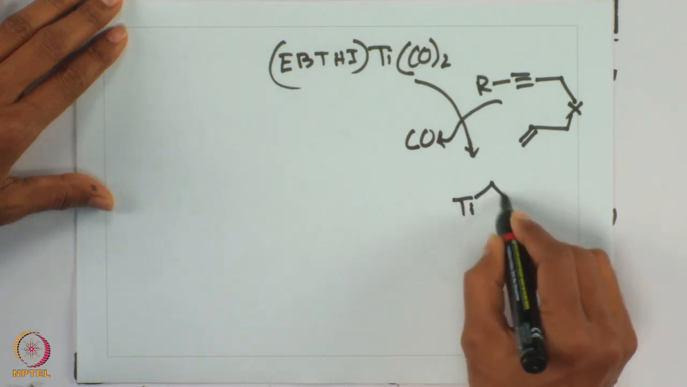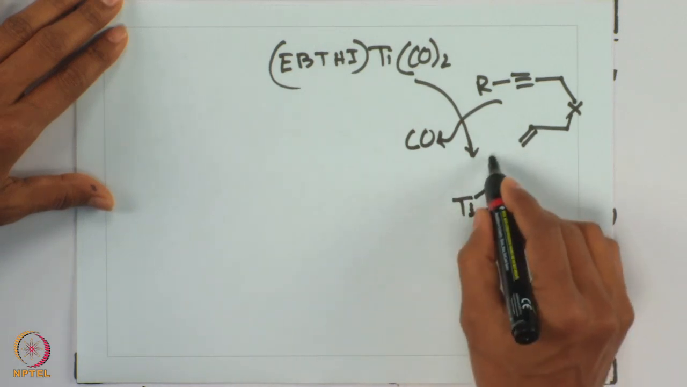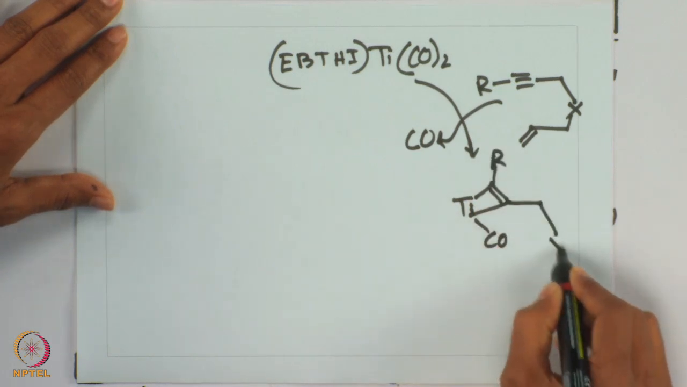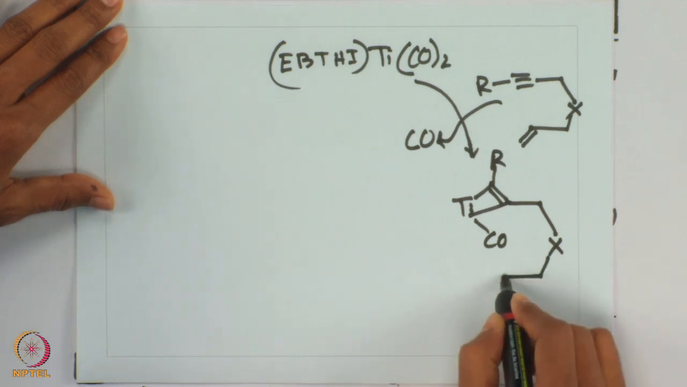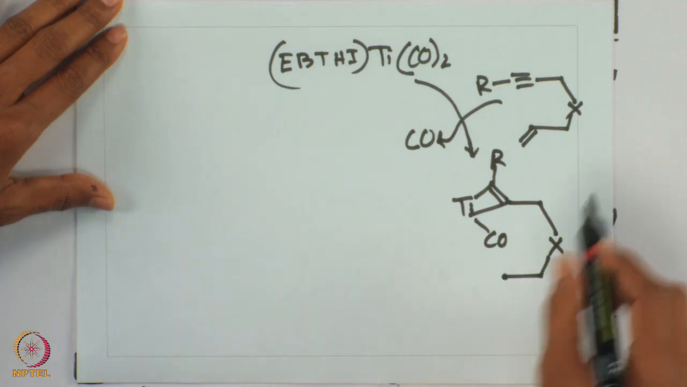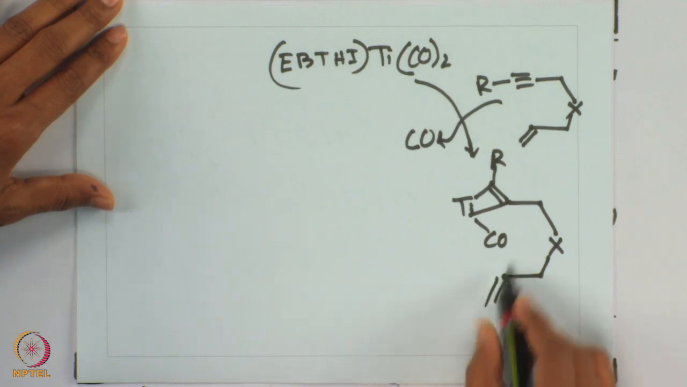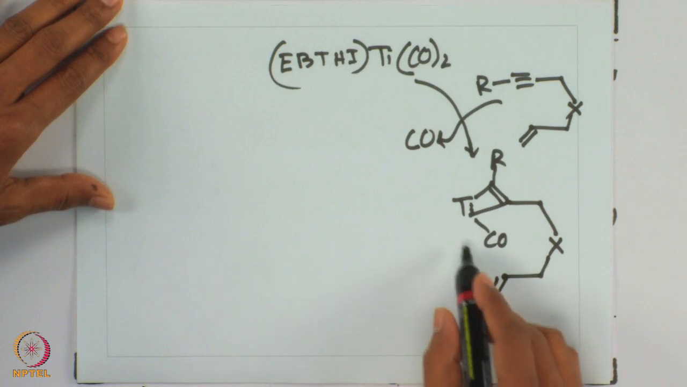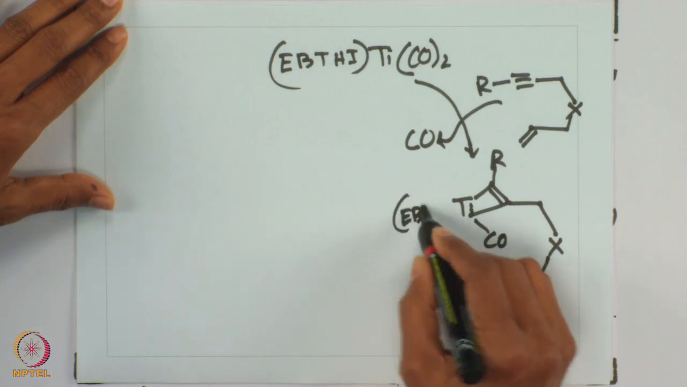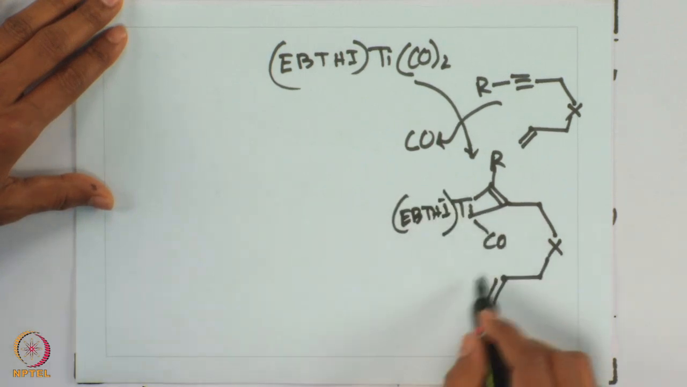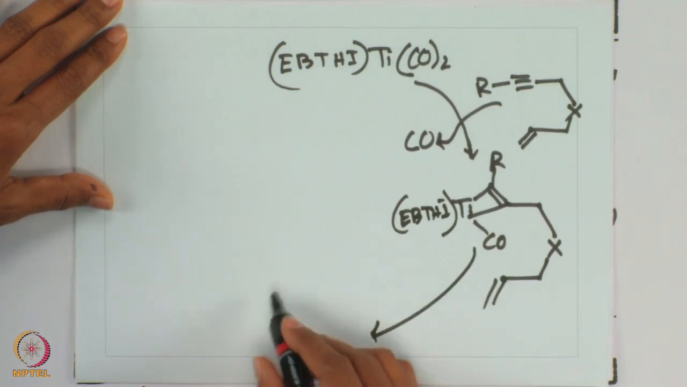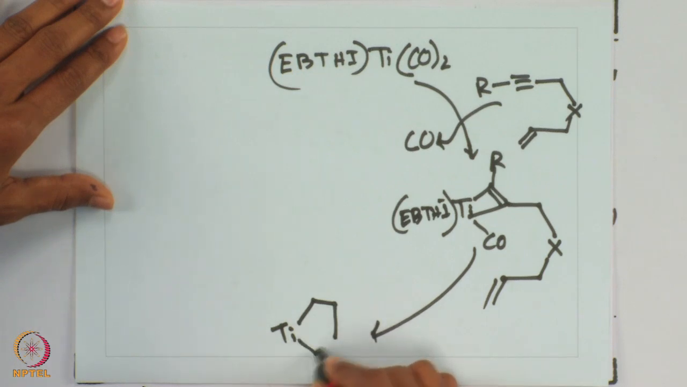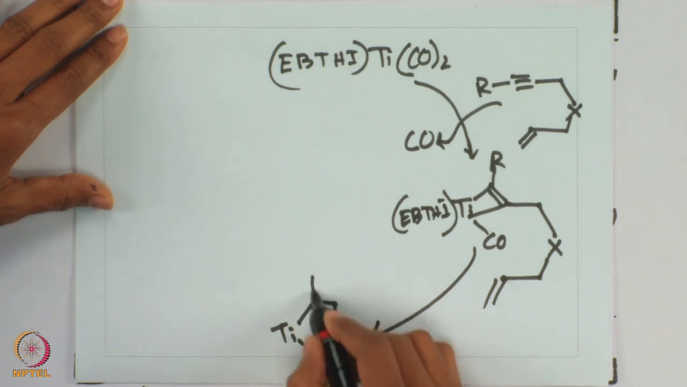This substrate comes in, one of the carbon monoxide goes out, and overall you form a titanocyclopropene intermediate, and that gives the substrate interaction first. That alkyne interacts first with titanium, and then the olefin is right over there. Of course, you have the EBTHI ligand with it, and subsequently you get the product where titanium is in a 5-membered metallacycle formation mode, and with the substituent.